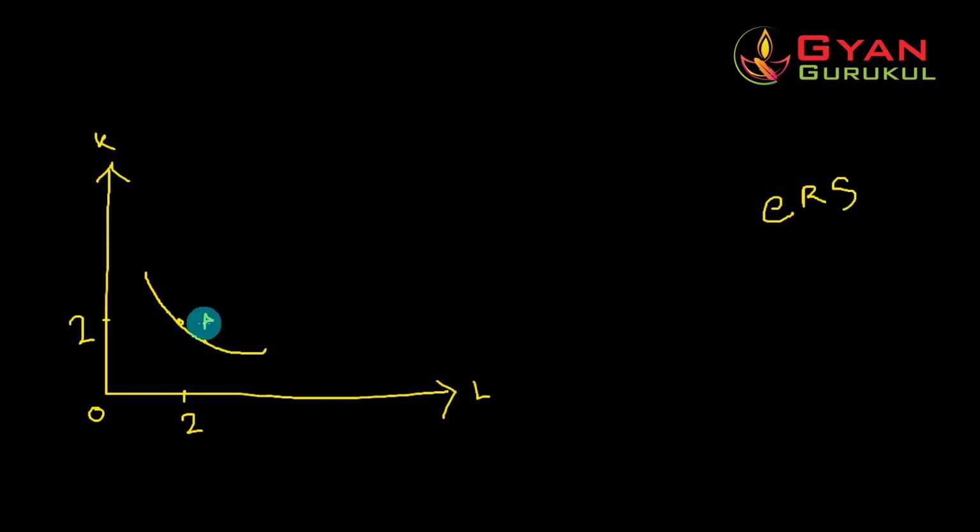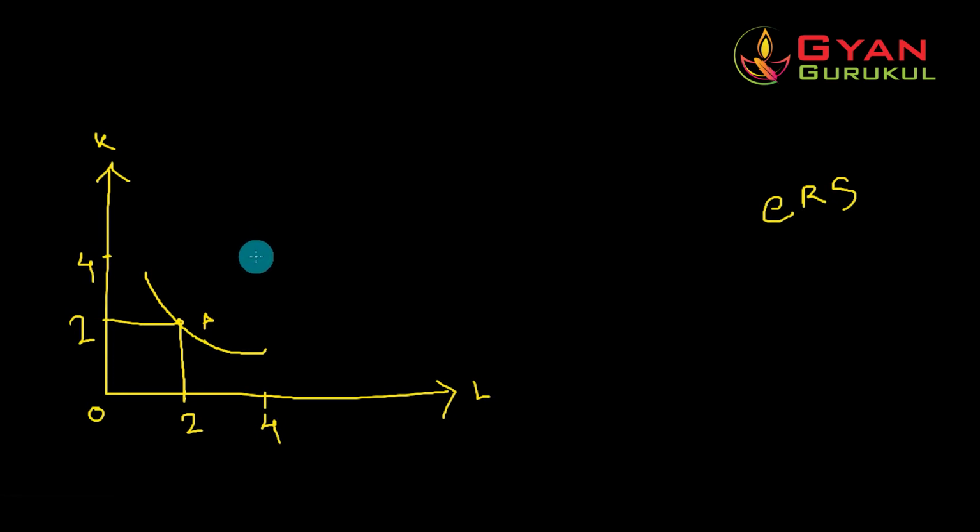Say at point A, it was using 2 units of labor and 2 units of capital, right? Now say both the two factors of production are increased by 100%. That means it will again increase to 4 units of labor and 4 units of capital, right? Now we got a new point here.